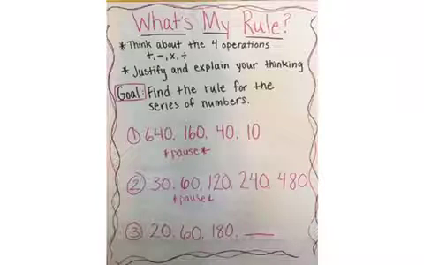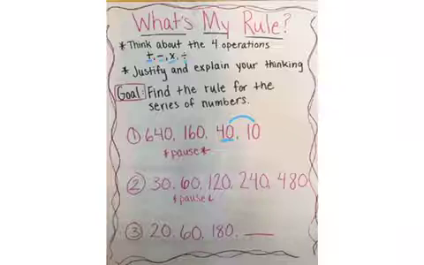So let's start with number one. We start with 640 and go to 160. When I look at that, that's a large jump. So I might want to look at the last two numbers in that series and think about how I go from 40 to 10. Which operation would I be using?